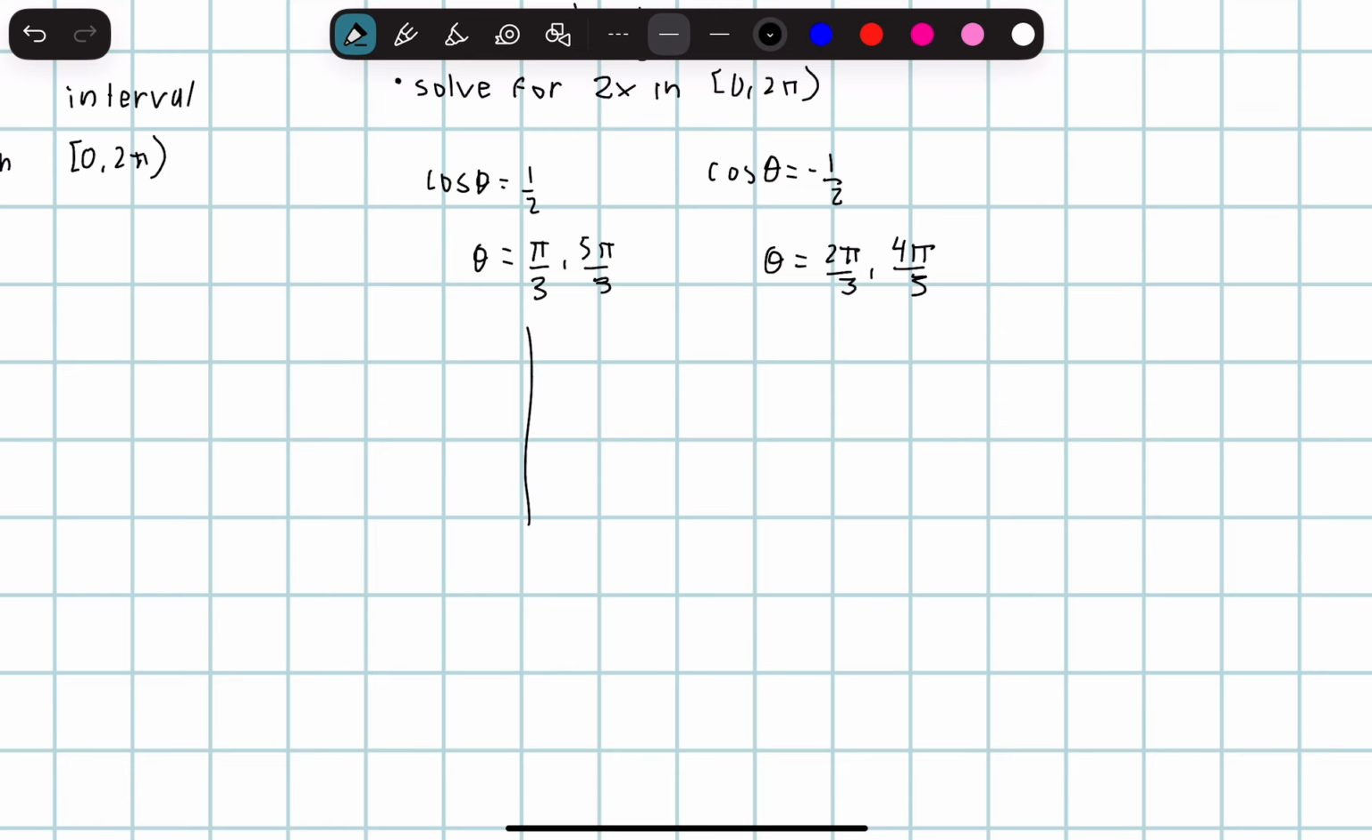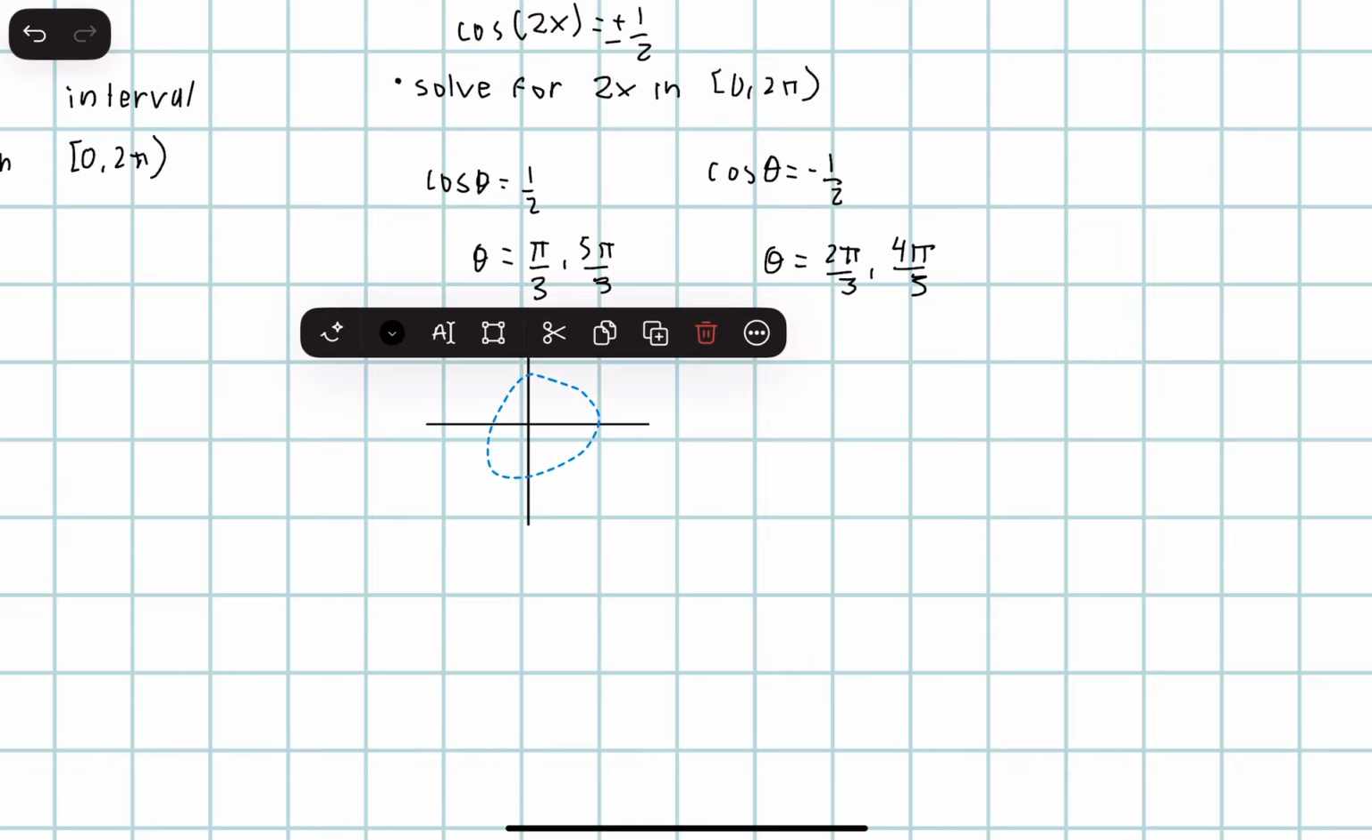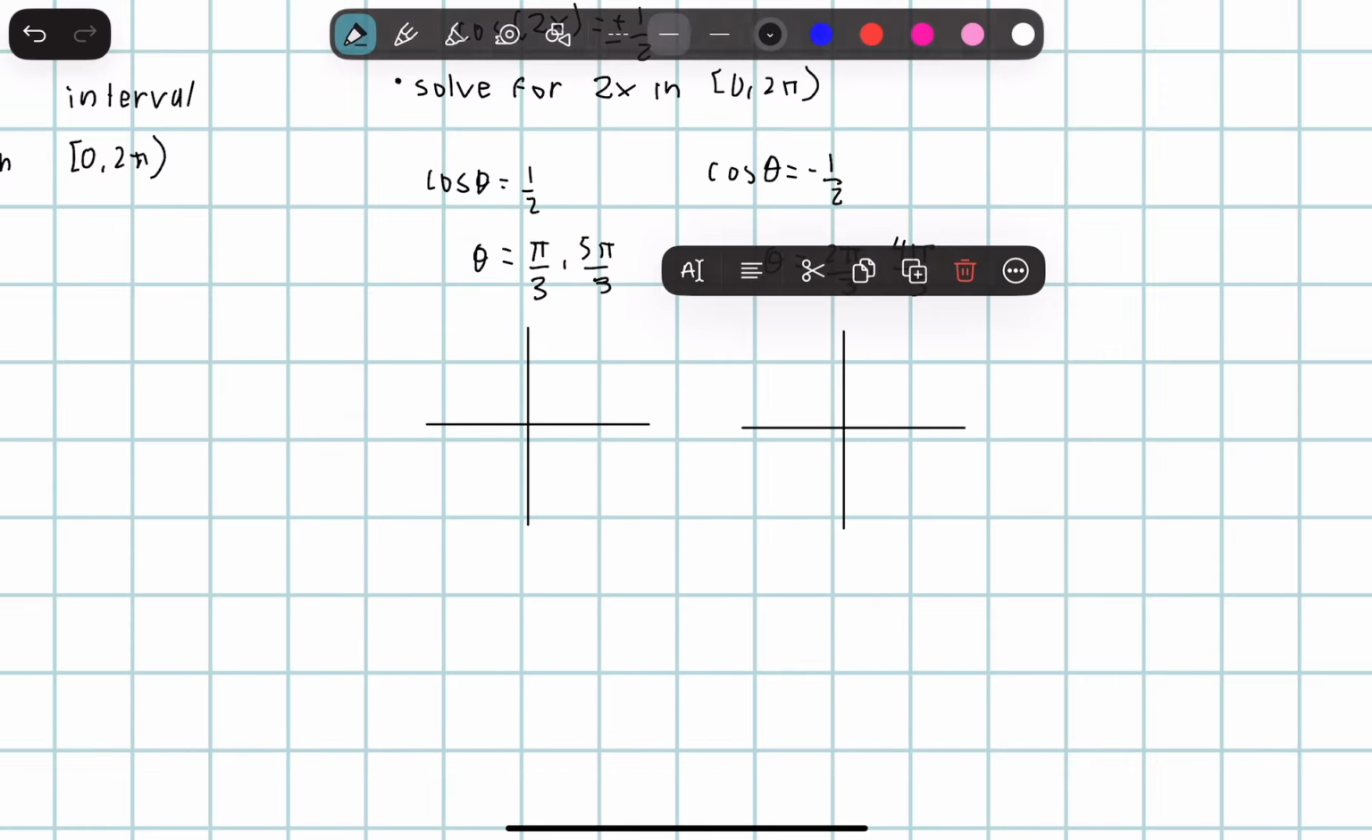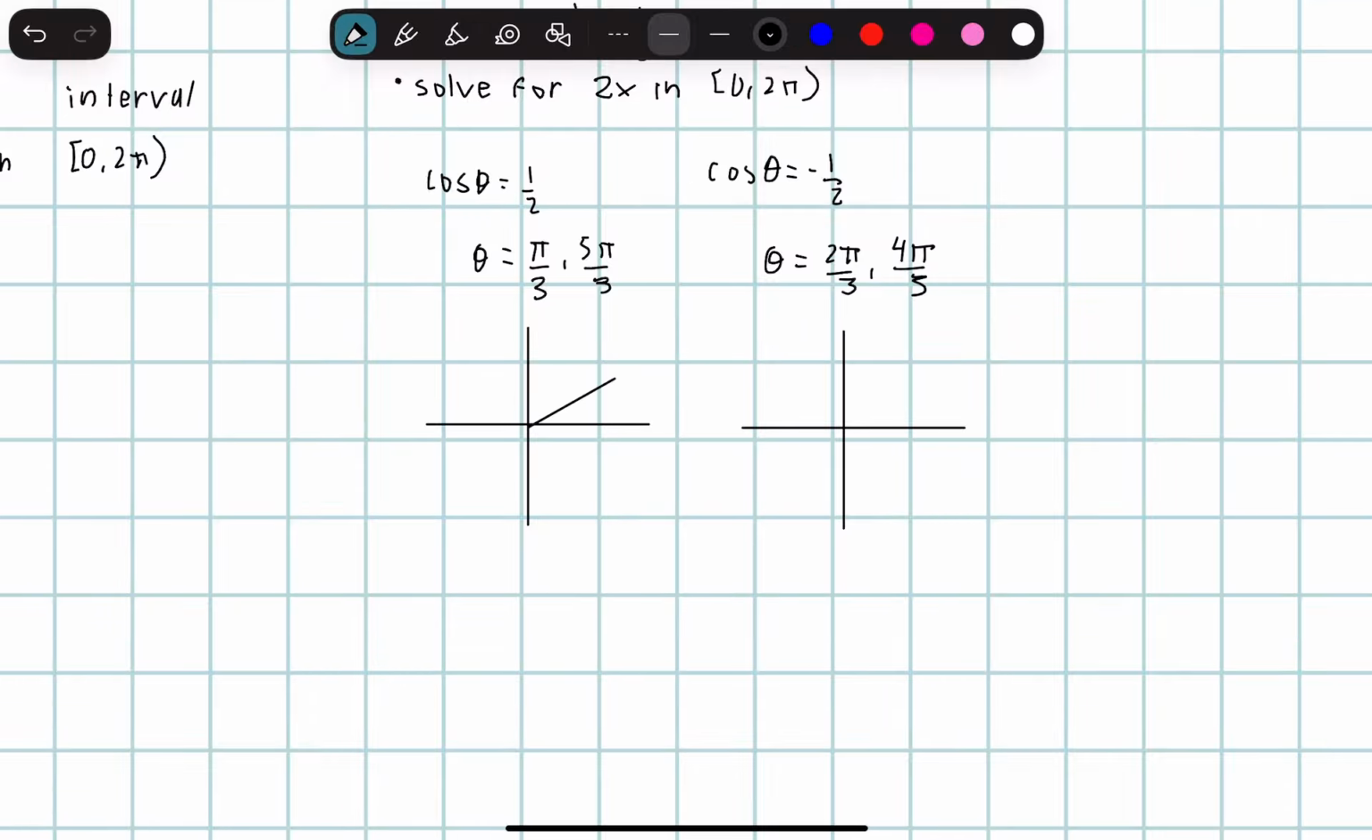We can actually draw that out so you can see. Pi over 3 is about here, so it's 60 degrees. And then 5 pi over 3 is about over here. Okay, that's weird.